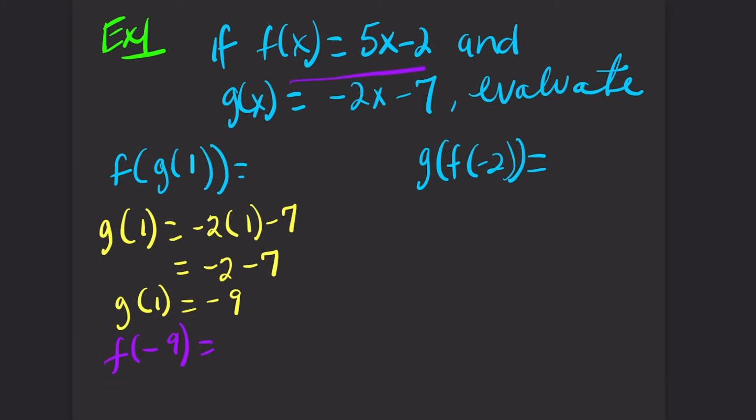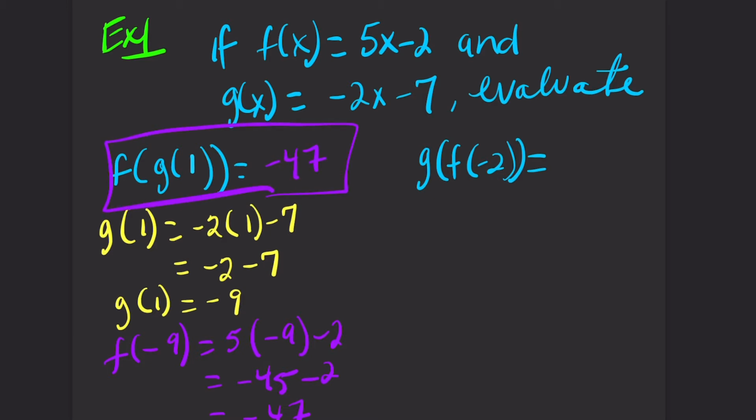So I'm going to take my f of x, and I'm going to substitute negative 9 every time I see an x. 5 times negative 9 is negative 45. Minus 2 is negative 47. So f of g of 1 is negative 47.